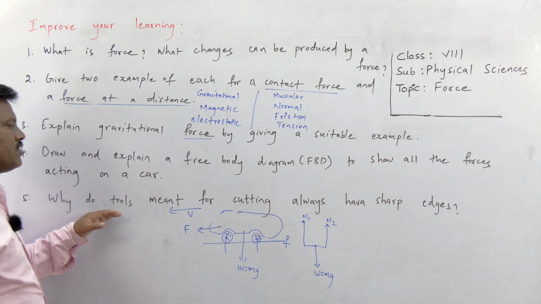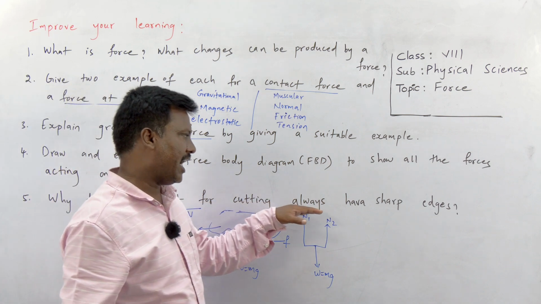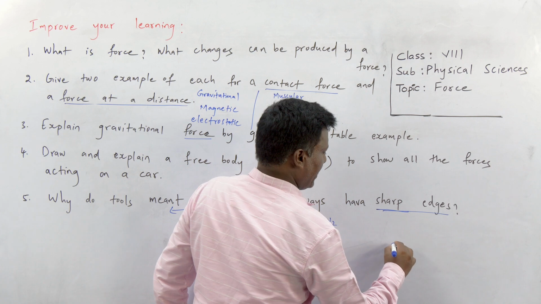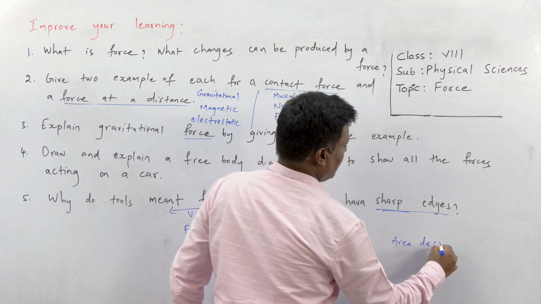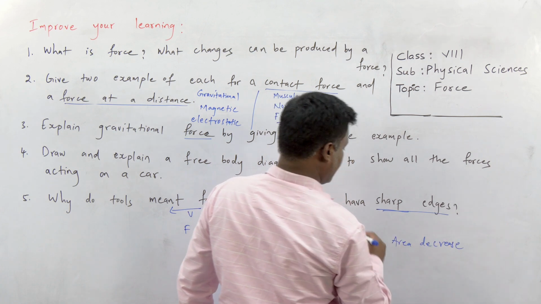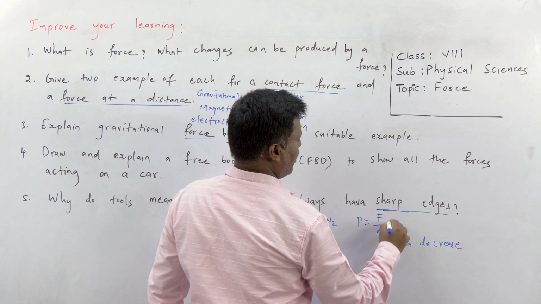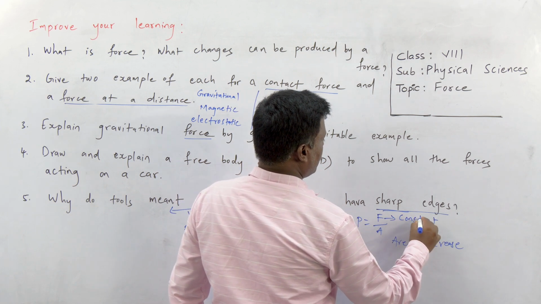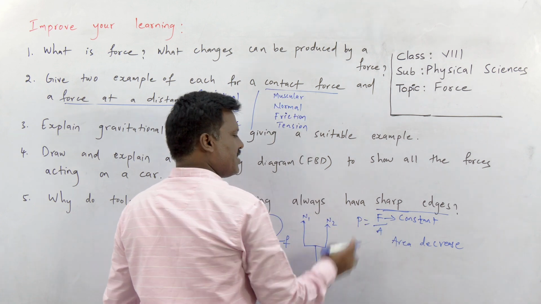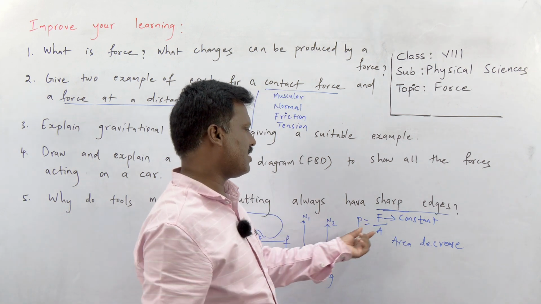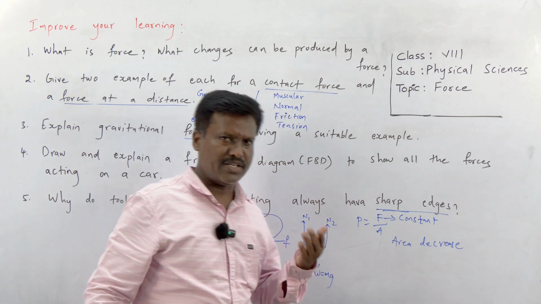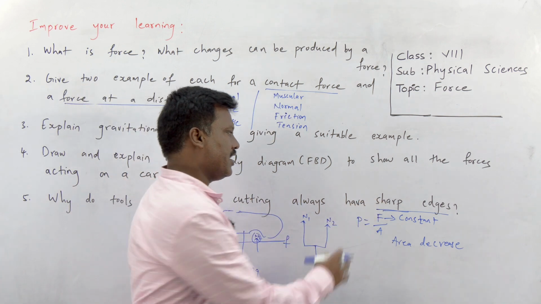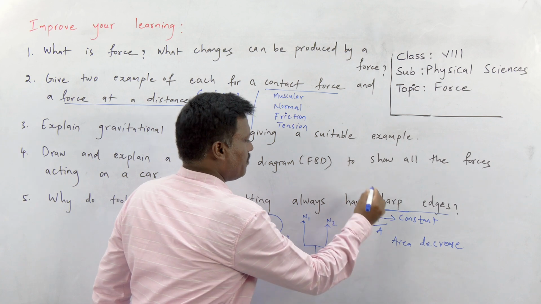Next, why do tools meant for cutting always have sharp edges? So if the edge is sharp, area decreases. When area decreases, pressure, which is equal to force by area, increases if you keep the force constant. For the same amount of force applied, when area decreases, pressure increases. So tools should have the sharp edge to increase the pressure.